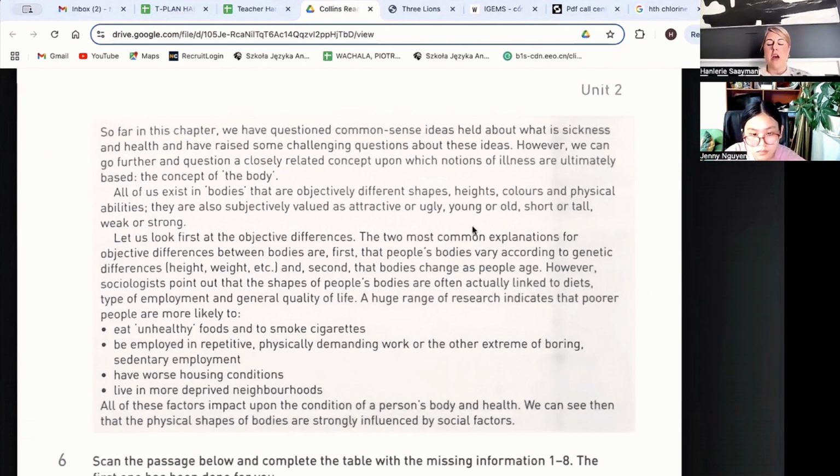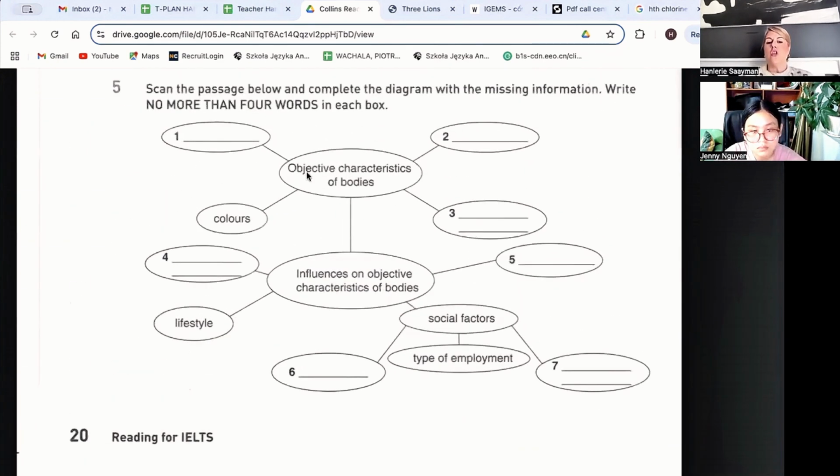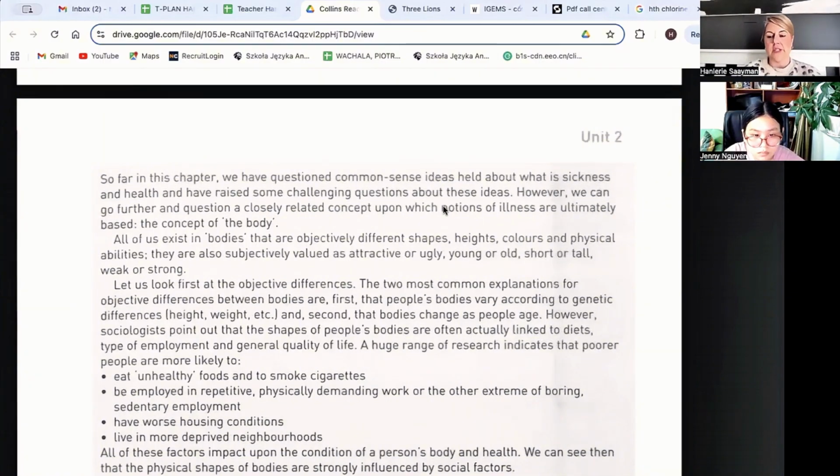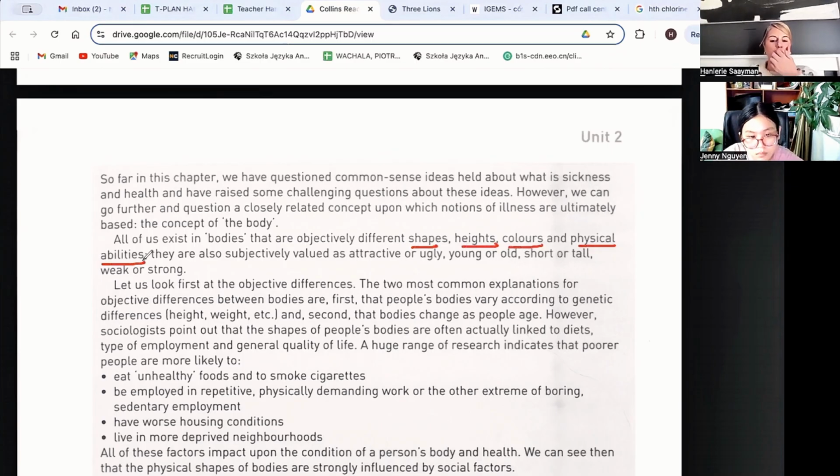Okay, so now that you have read that, the objective characteristics of bodies, can you tell me what are the objective characteristics of bodies? Is it height, shape, and physical abilities? Yeah, height, shape, physical abilities. Well done, Jenny. That was really good.